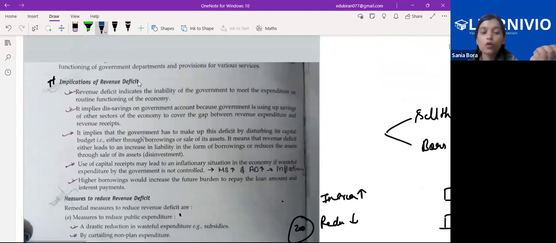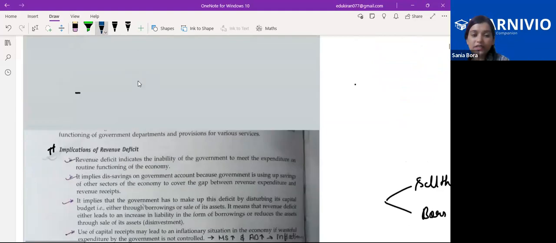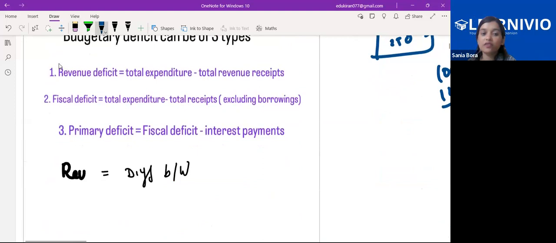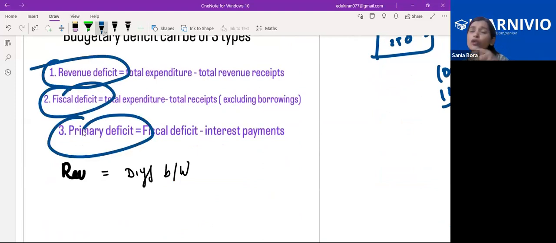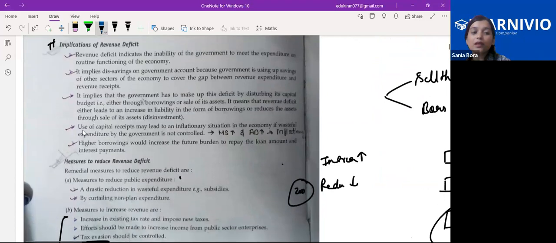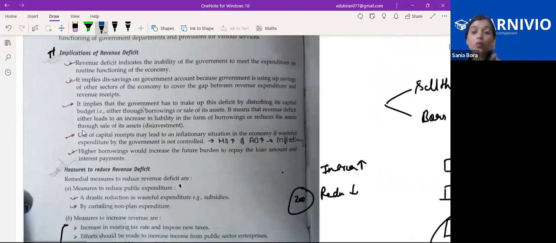There are three types of deficit. I already told you: first is revenue deficit, second is fiscal deficit, third is primary deficit. So how would you get to know that this is revenue deficit, this is fiscal deficit, this is primary deficit? For example, I have different students in a class. How would I get to know this is Vivek, this is somebody else? There are some characteristics of Vivek, some characteristics of other students as well. Similarly, whenever I say this is a revenue deficit, what does it mean?